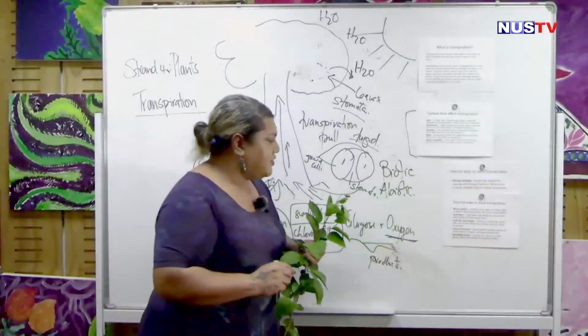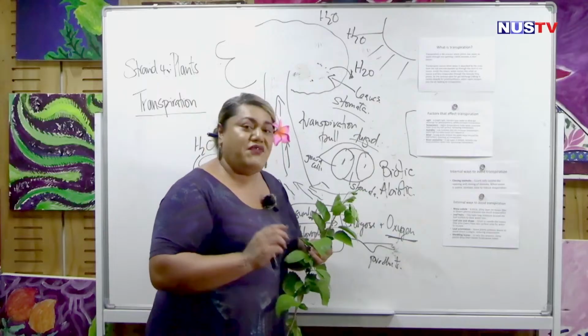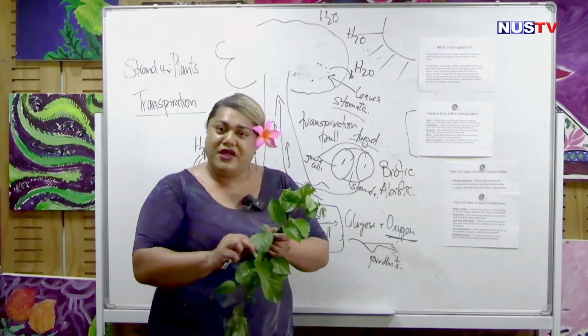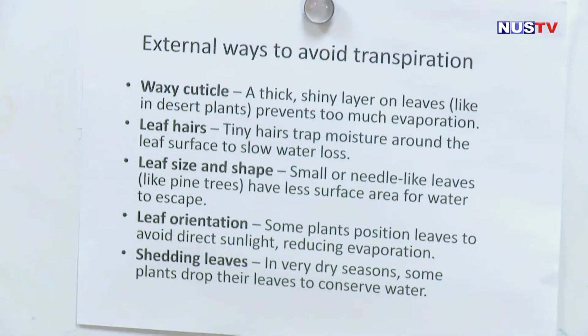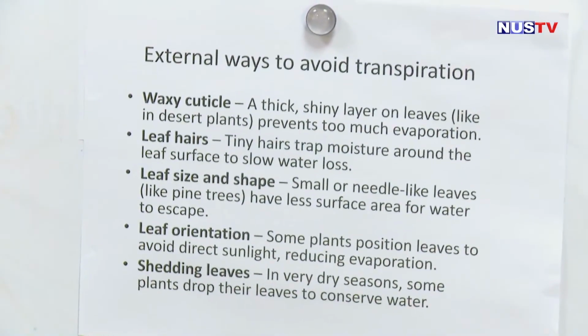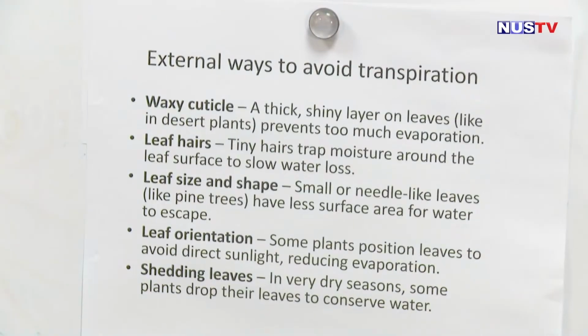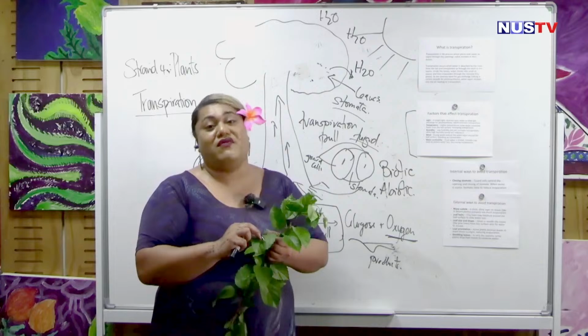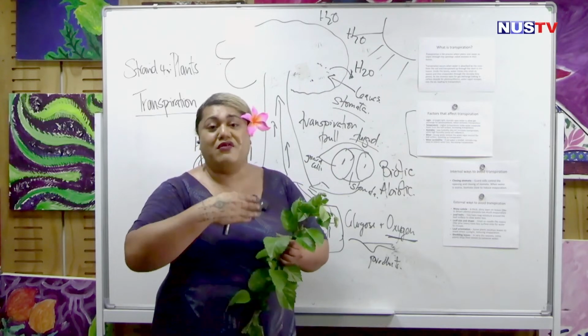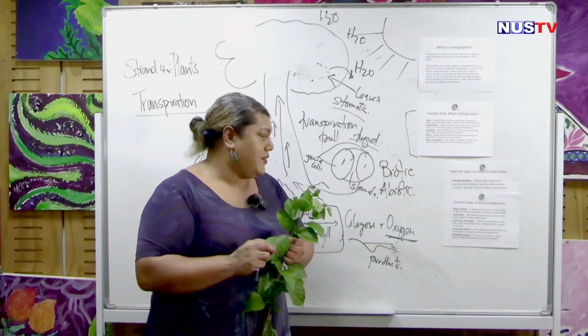The next parts are leaves. The leaf hairs are also important. Some plants use those little leaf hairs to trap moisture so that the water is not lost.